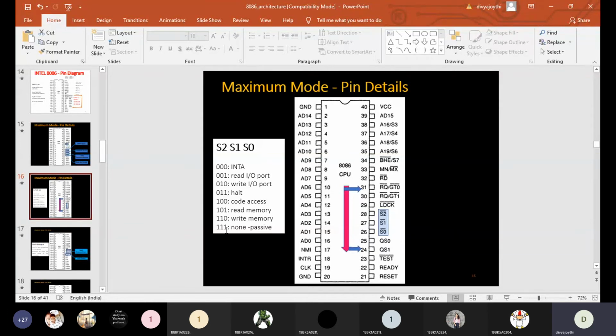If 111 is the input to pin number 26, 27 and 28, that indicates that the processor is not performing any operation. The processor is completely free. That is the functionality of 26, 27 and 28. And next, moving on to pin number 29, that is nothing but lock bar.